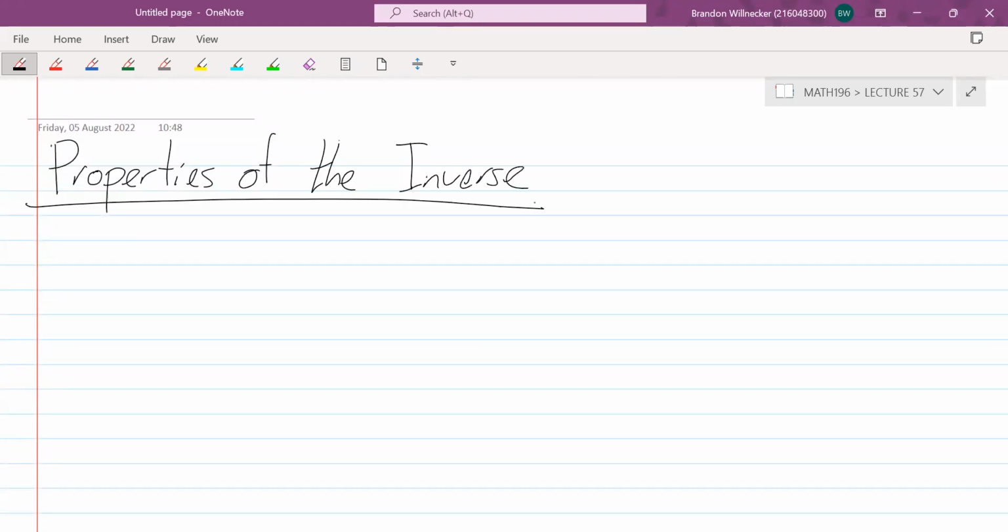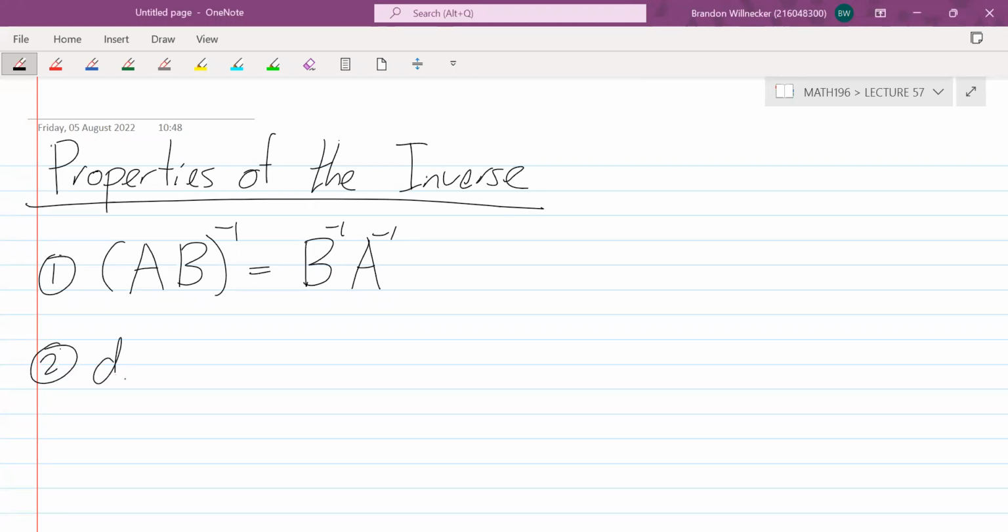Okay, properties of the inverse. There are three important properties that you need to know. Number 1, if we have a product of invertible matrices, A and B, then (AB) inverse, the inverse of the product, is equal to B inverse times A inverse. A and B must be invertible in this case. You see that the order swapped and then each one gets an inverse. That's important property number 1.